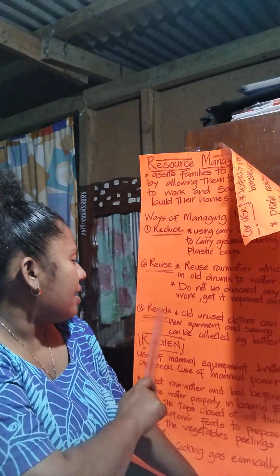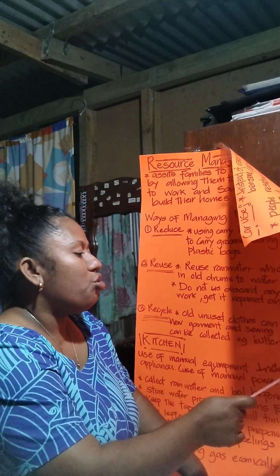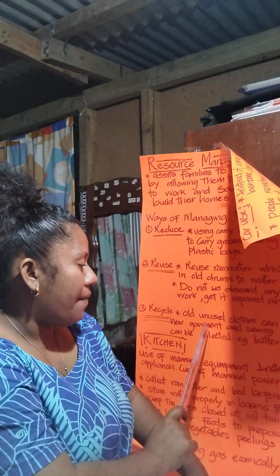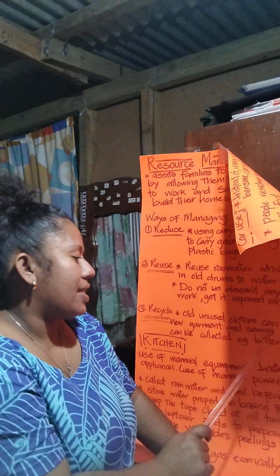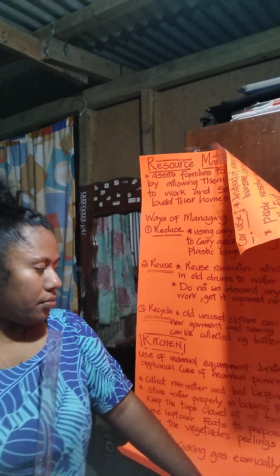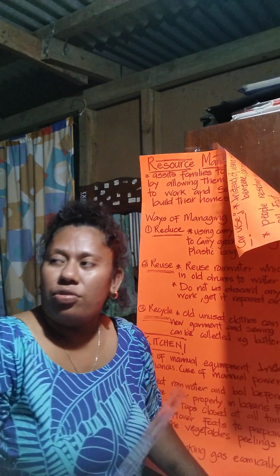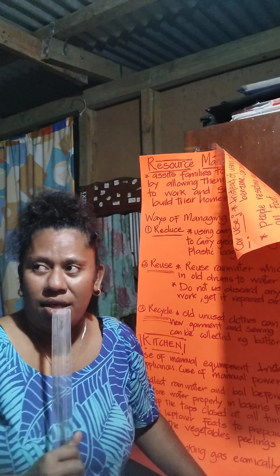The last R is recycle. This is where all unused clothes can be made into totally new garments, and sewing notions from old clothes can be collected. Example, buttons, zips, hooks. You can use these unused clothes by making a doormat. That is one example of recycle.